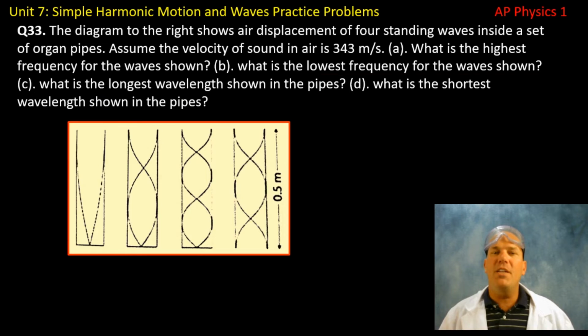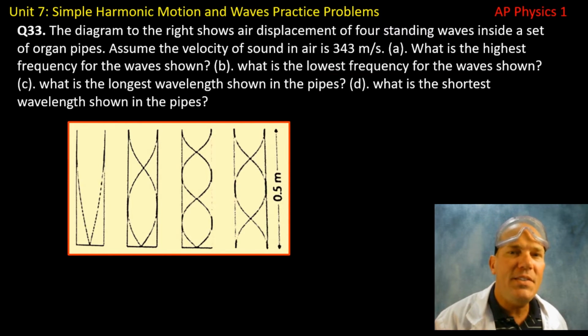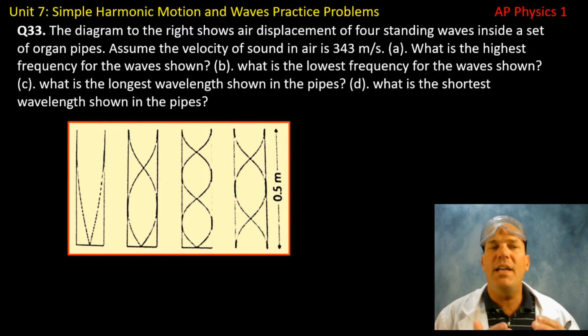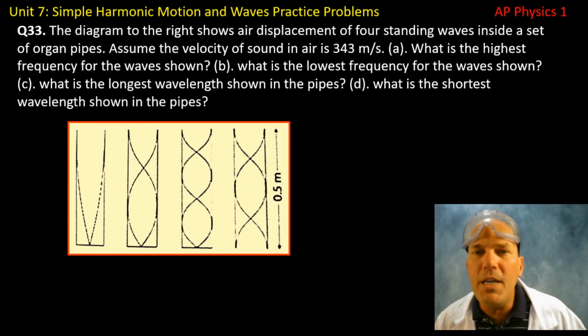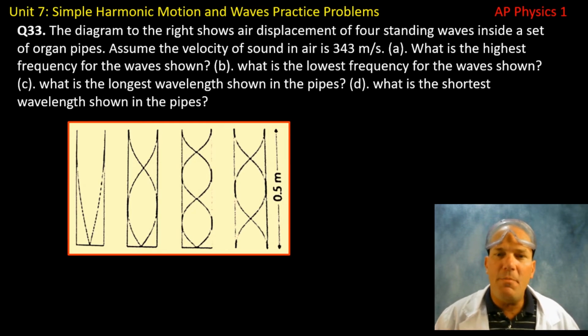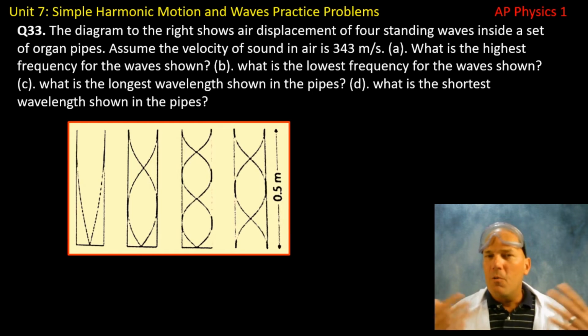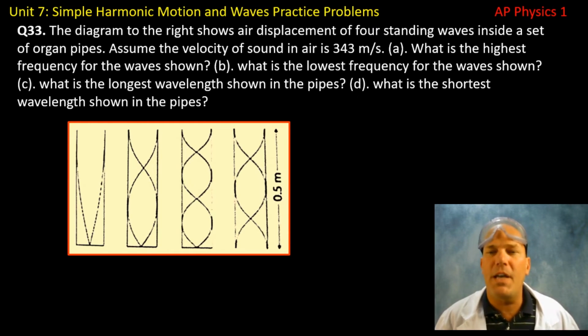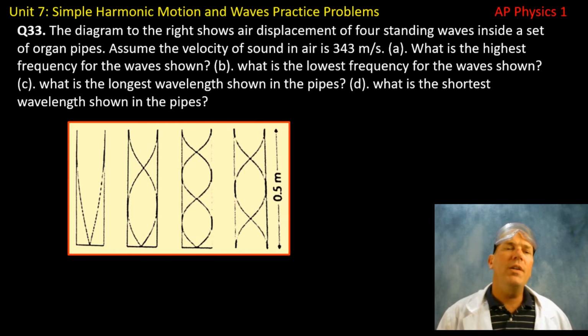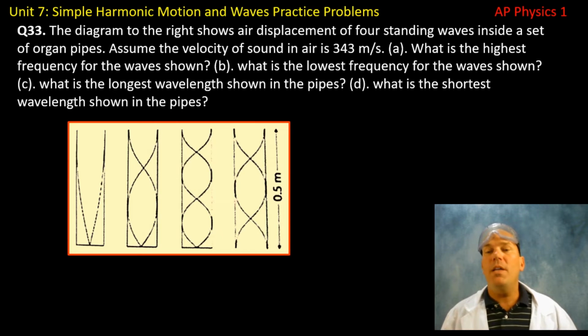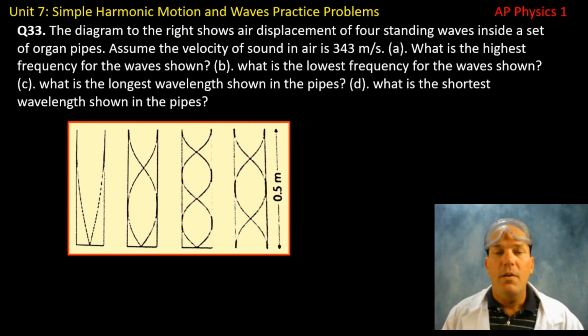We have a diagram, and it shows air displacement of 4 standing waves inside a set of organ pipes. Assume the velocity of sound in air is 343 meters per second. On the AP exam, you'll be given that value. It'll be an approximate value, as you know. We're going to just use 343 meters per second here. We're asked to find the highest frequency of the wave shown, the lowest frequency, the longest wavelength, and the shortest wavelength for this problem.